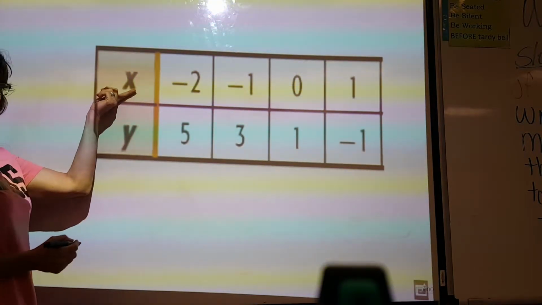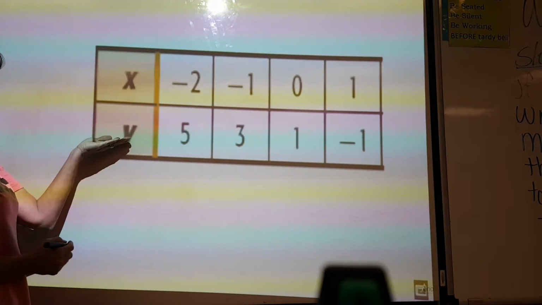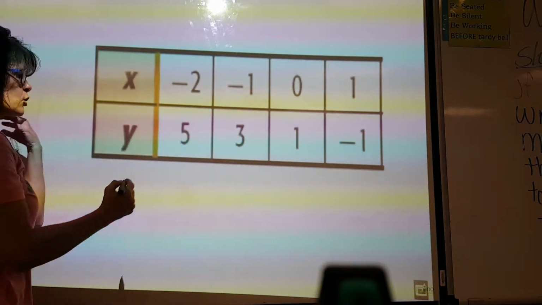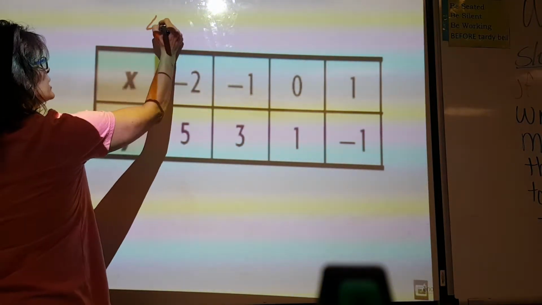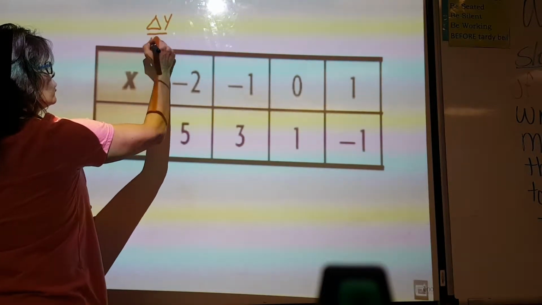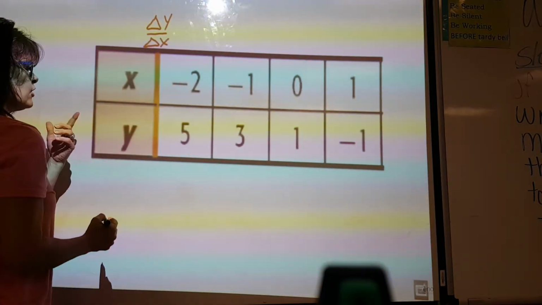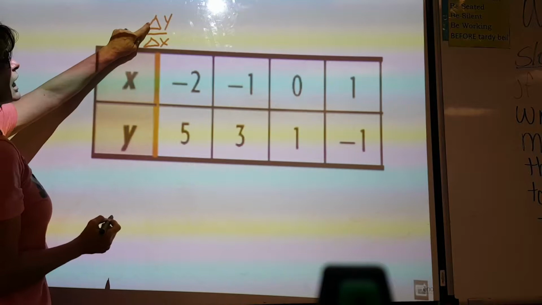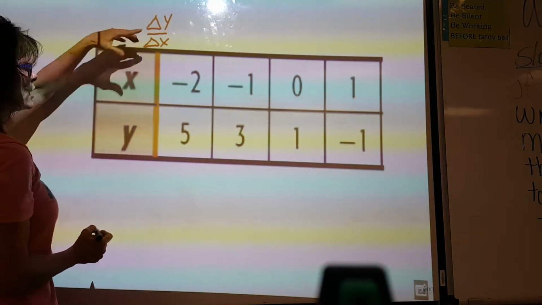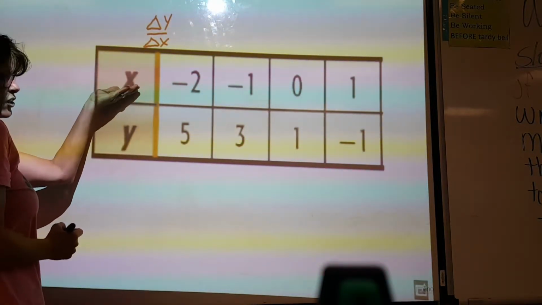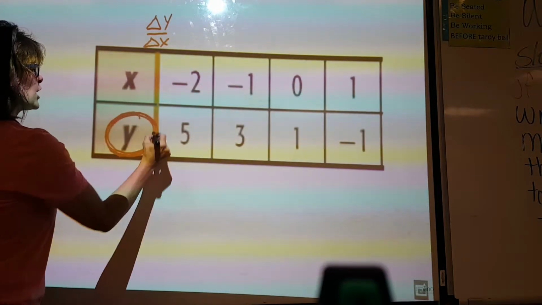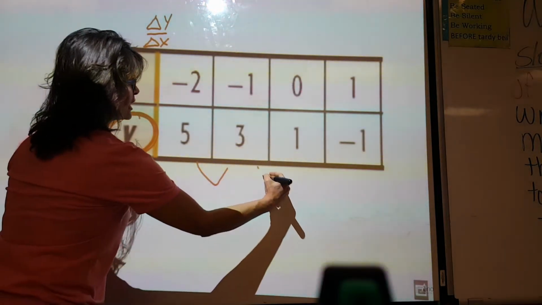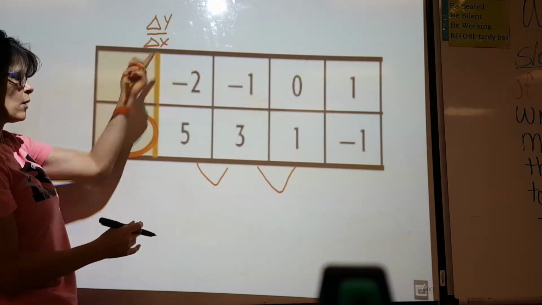But do I still have an x? Yes. Do I still have a y? Yes, I do. So I still am simply finding my change in y over my change in x. The only thing I have to be aware of is that this y is on the top always, and on this weird table, x is on the top. So I need to be very careful that whatever this change is, that is what I put on the top.